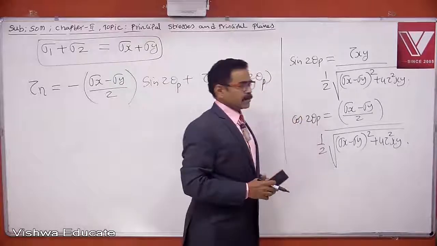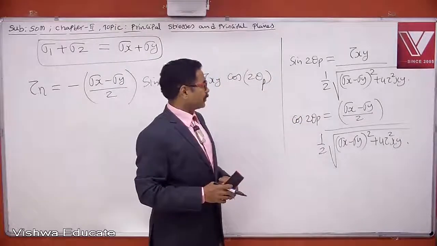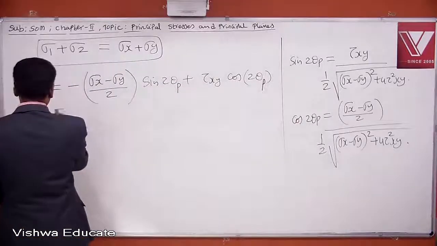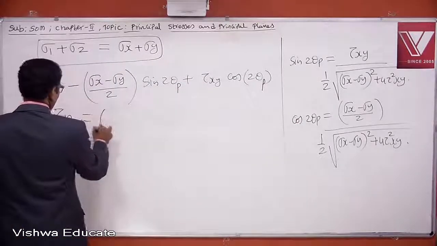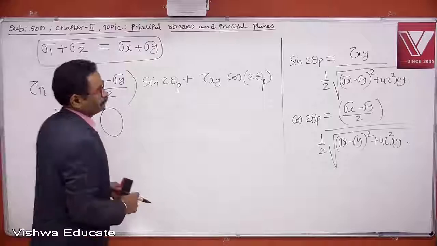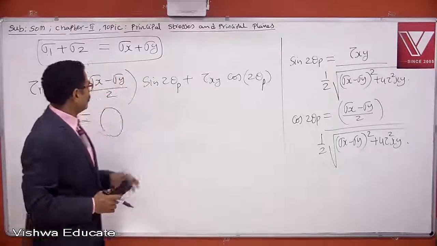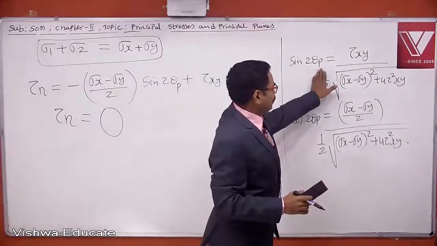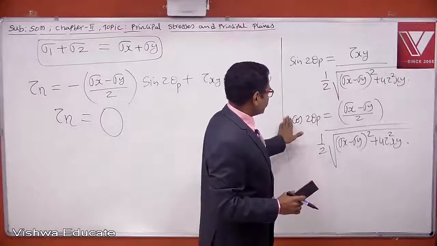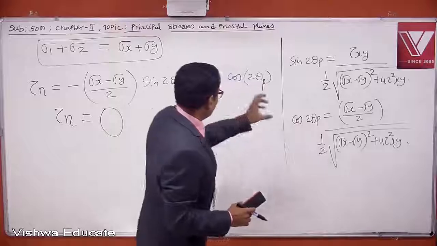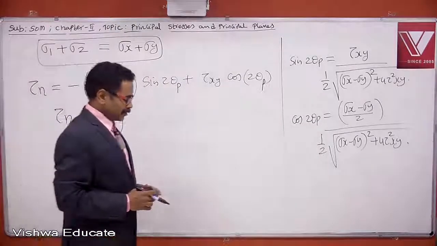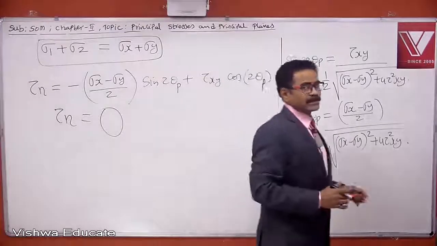From the principal plane triangle, I can read these two. On putting these two in this expression, you will get a big zero. You can easily verify. First write this, then copy this. Sin 2 theta p is equal to this much, cos 2 theta p is equal to this much. On putting these two in this expression, you will understand shearing stress on principal plane is 0.